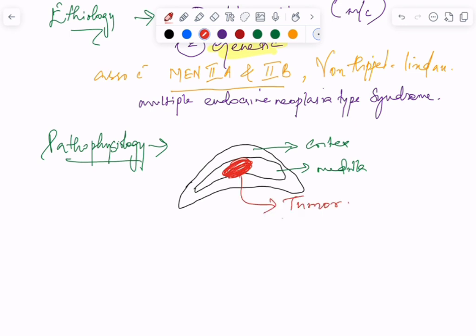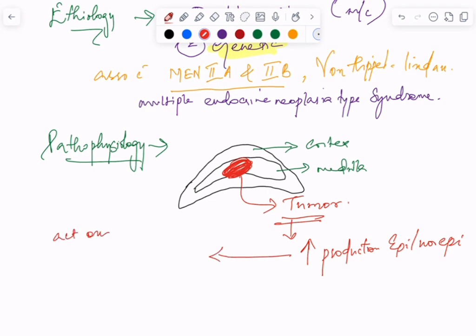Normally, this adrenal gland produces epinephrine and norepinephrine, but here a big tumor is present. So the big tumor will produce an excess amount of epinephrine and norepinephrine. So epinephrine and norepinephrine are being excessively produced here. So this catecholamine will act on adrenergic receptors like alpha-1 receptors.